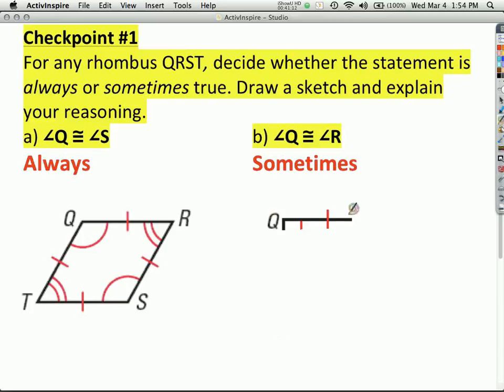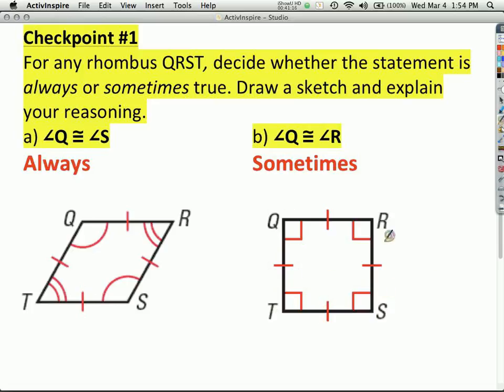And this is sometimes because a square is a rhombus. A square is a rhombus. So sometimes Q would equal R, would be congruent to R, sometimes. But if you look at the two pictures, Q will always be congruent to S if it's a rhombus. So that's why A is always and B is sometimes.